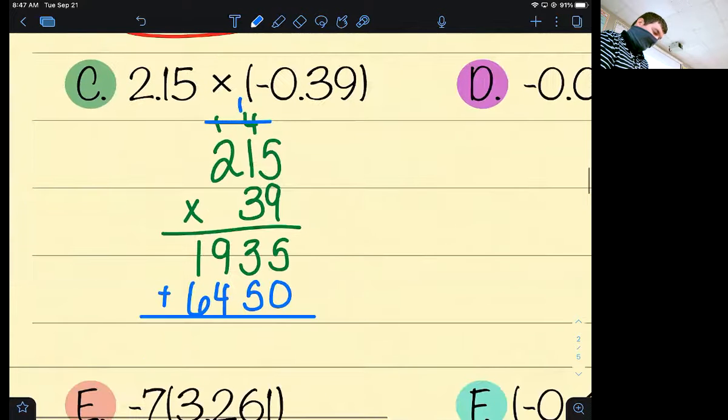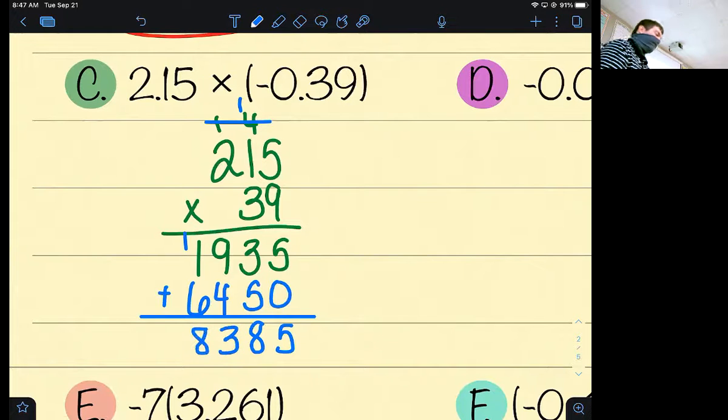Add these together. 5 and 0 makes 5. What's 3 and 5 make? 8. What's 9 and 4 make? 13. What's 1, 1, and 6 make? 8. Okay, so I've got to check a couple things now. I've got to see how many decimal places are in this problem. 4 decimal places. So I've got to start at the right and count over 1, 2, 3, 4. So there should be 4 decimal digits, meaning that my decimal is going to go in front of the 8 to make this 0.8385.